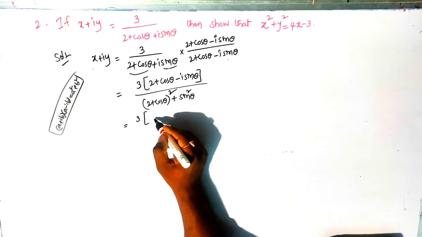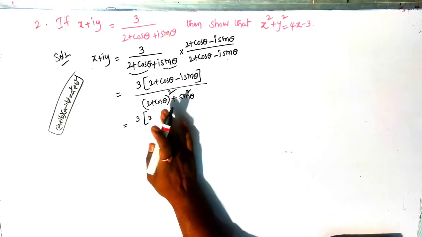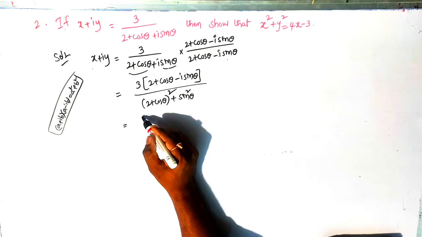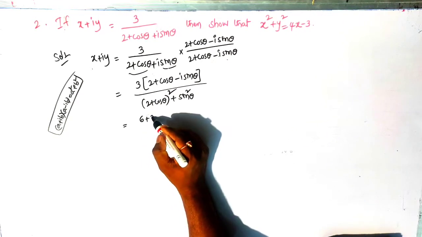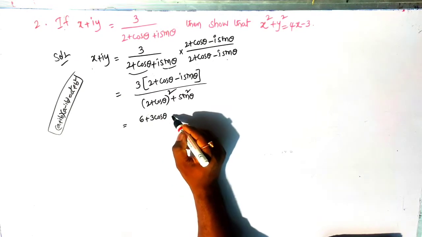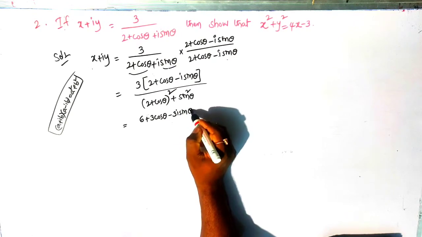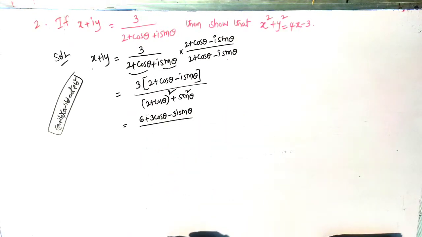So 3 of, so multiply this also. What do we get here? 3 times 2 is 6, plus 3 cos theta, minus 3i sin theta. Okay.